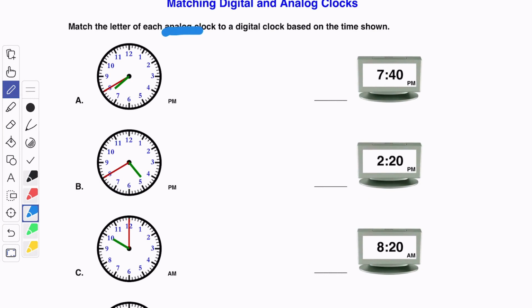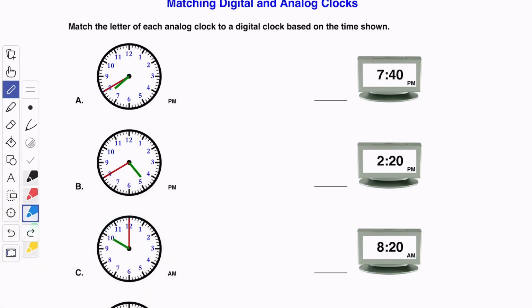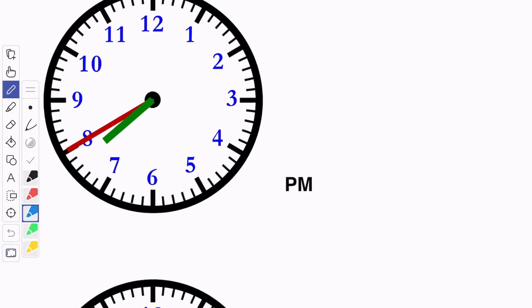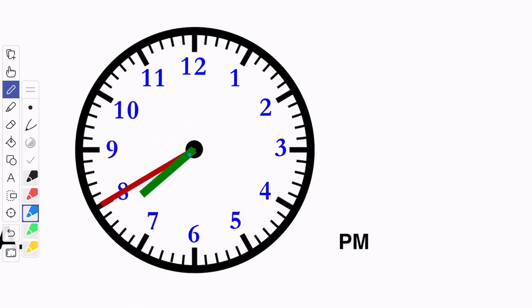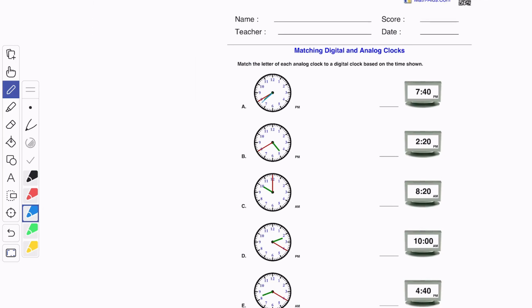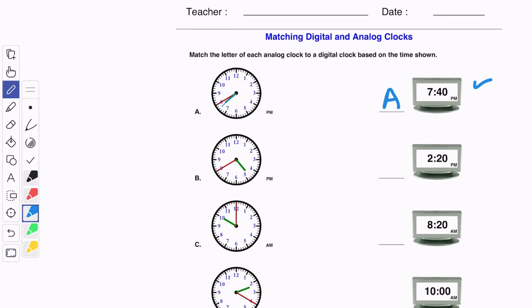So these, let's see, let me lessen our font. Analog clocks are the ones with the lines, and digital clocks just tell you the time. So analog clocks are the ones we have to read. Let's look at this one. This one has 7, so the hour must be 7. Which of these has 7? Yeah, this one. So this one is A.